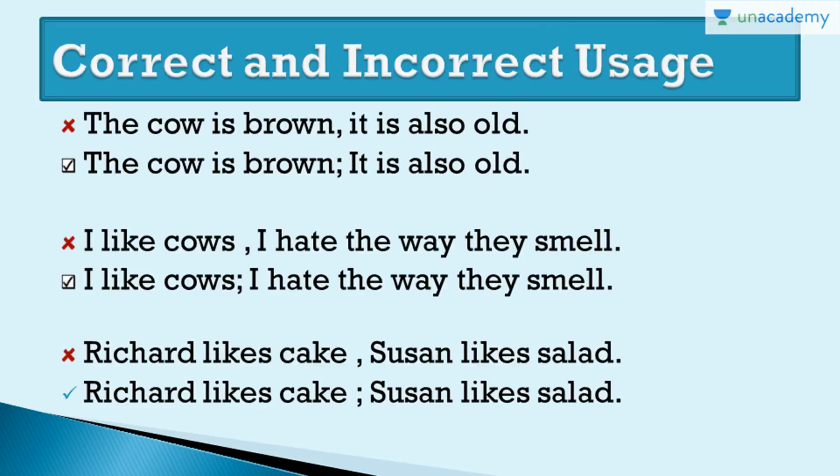Well, these examples will clear the air of confusion if you have any. The cow is brown, it is also old. Well, these are two different sentences, that the cow is brown and that the cow is old. But you are talking about one subject. Your subject matter is one. So they are thematically linked and they are two complete sentences in themselves. So separating them with a comma is wrong. You could have used the full stop here because they are two different sentences.